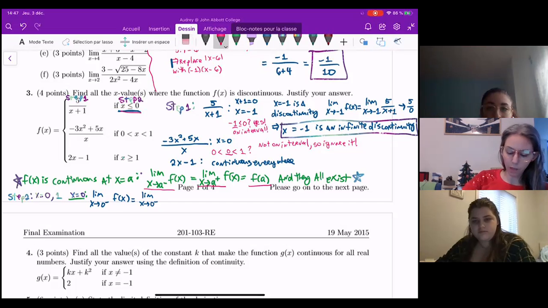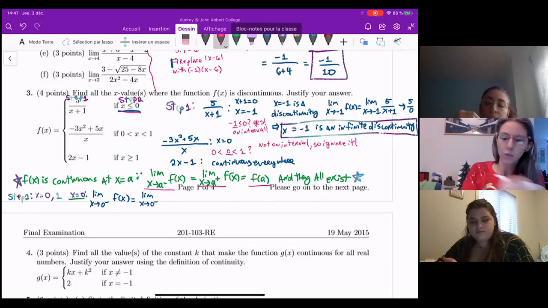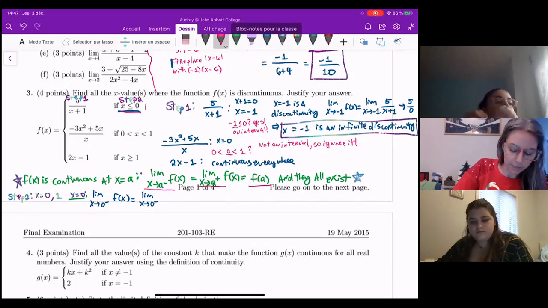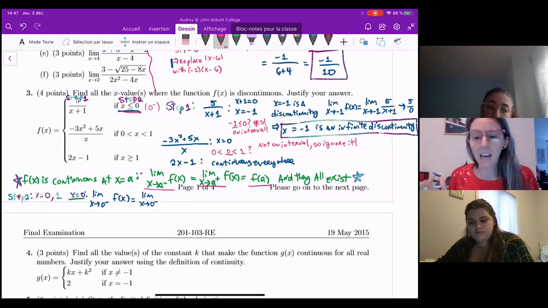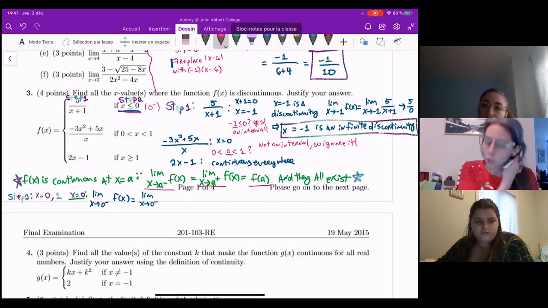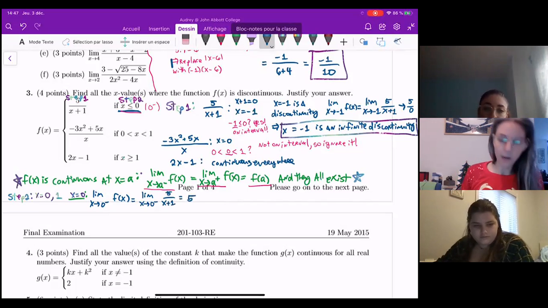Remember, 0 from the left means values that are smaller than 0. So if I look, the top is x less than or equal to 0, and the bottom is 0 less than x. So if I want values that are less than 0, I'm definitely going to my top function. So if I'm asking where is -0.1, oh, hey, that's the top. So that brings me to the top function. So I replace, 5 over x plus 1, and then I plug in 0, and I get 5.